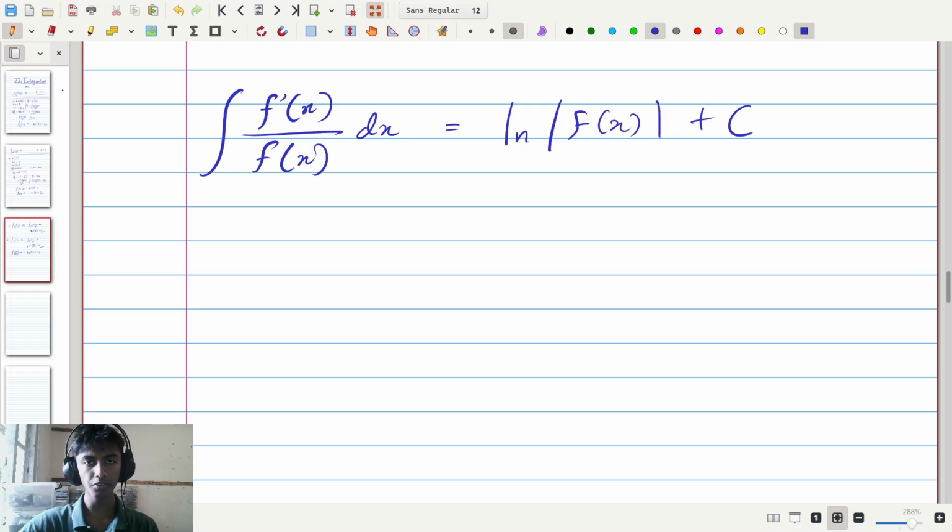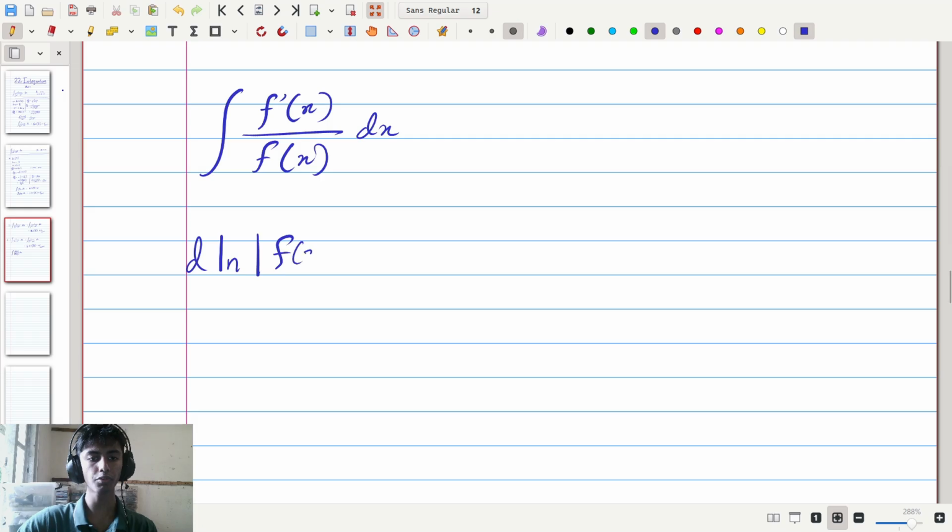In order to show that this is true, what we're going to do is instead take this answer, take its derivative, and show that when we take the derivative of the natural logarithm of the absolute value of a function f of x, we are going to get f prime x divided by f of x. So let's begin. We are going to start with the derivative of the natural logarithm of the absolute value of f of x taken with respect to x. We cannot take the derivative of the logarithm of the absolute value of f of x directly with respect to x.